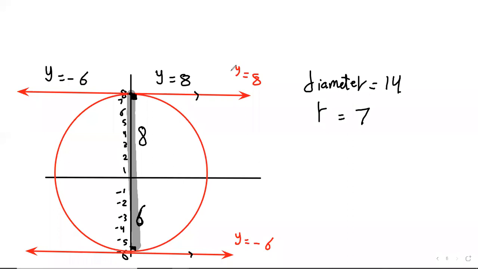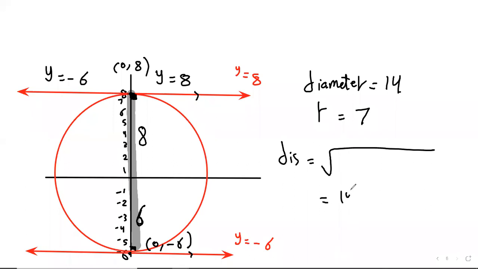And when it comes to the tangent here, we can just say that this point is (0, 8), and this point is (0, -6). And we can find the distance using the distance rule, the square rule, and the distance equals 14. So the radius equals what? 7. The next one.